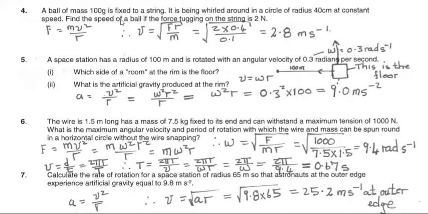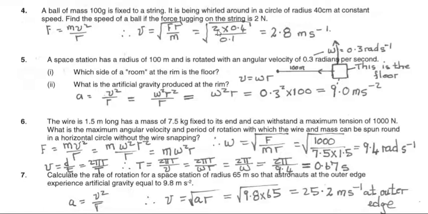Question 4. A ball of mass 100 grams is fixed to a string. It's being whirled round in a circle of radius 40 centimeters at constant speed. Find the speed of the ball if the force tugging on the string is 2 newtons. F equals mv squared over r. Therefore, v equals the square root of Fr over m. That's rearranging this equation. So formula, rearrange, substitute.